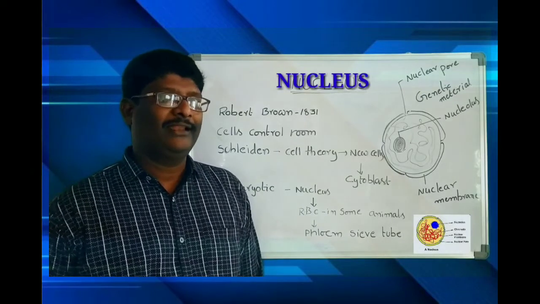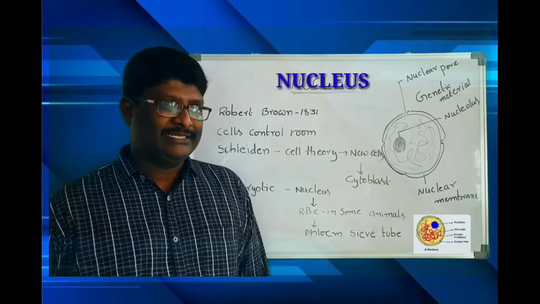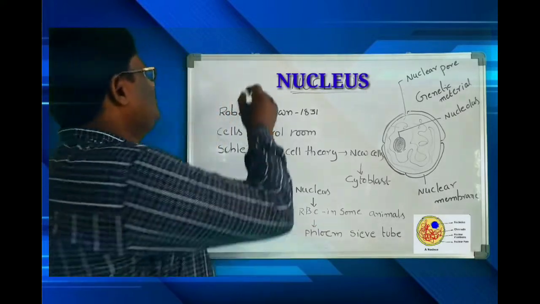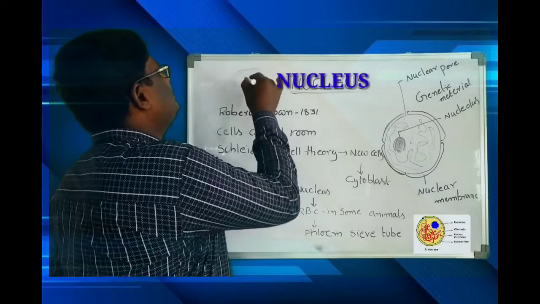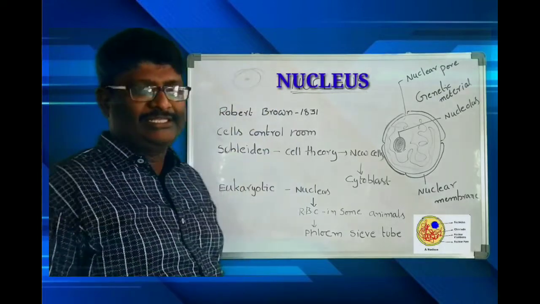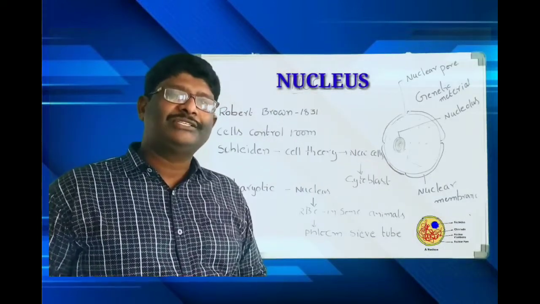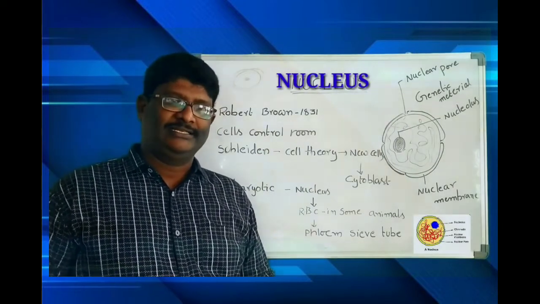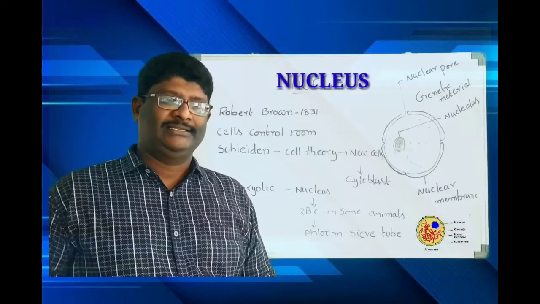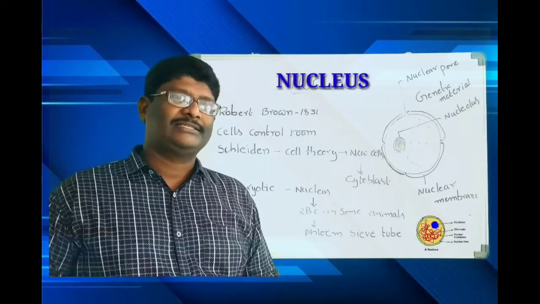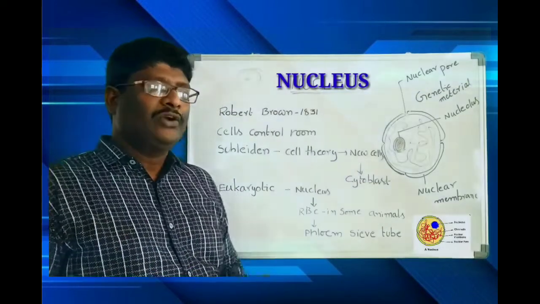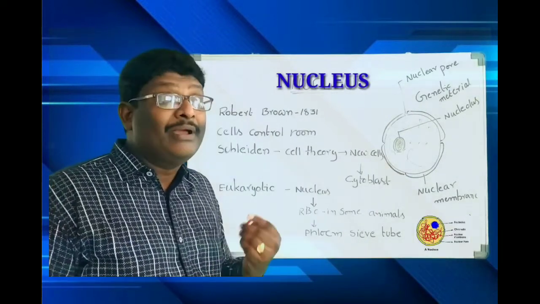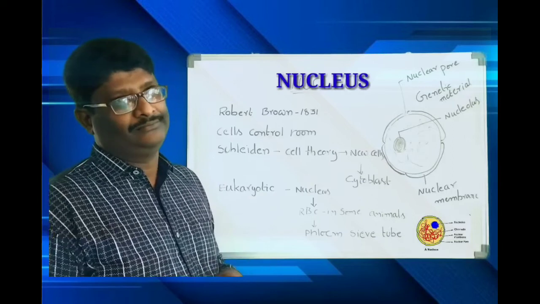What was the practical? Onion peel cell. When we observe an onion peel cell, inside the cell there is a dot-like structure. That is called the nucleus. Is it right? Yes. So here we will learn about the nucleus in a detailed manner.